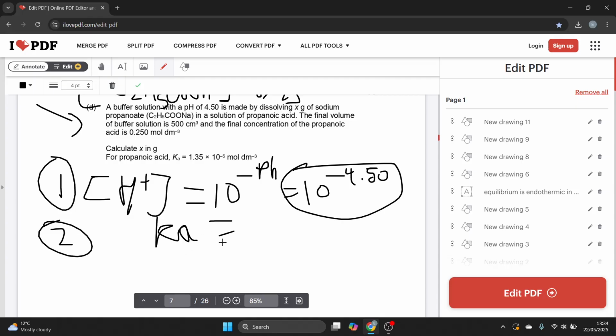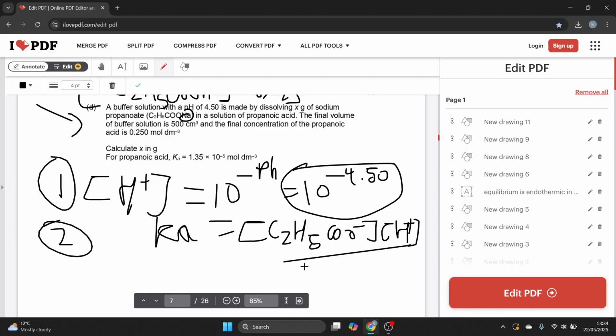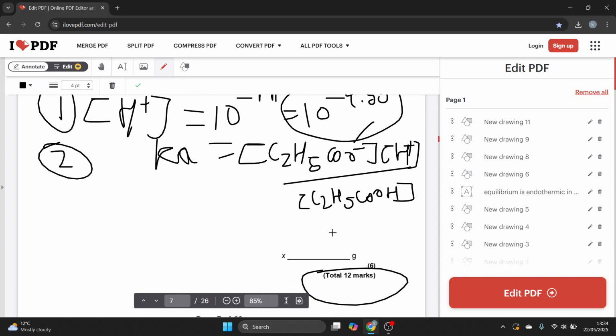So I need to rearrange the Ka expression. C2H5COO minus H plus. Don't be scared of what this Na is doing, that's obviously going to dissolve to this anyway. C2H5COOH. I want to work out X, so I want to work out this. I'm just going to rearrange it.